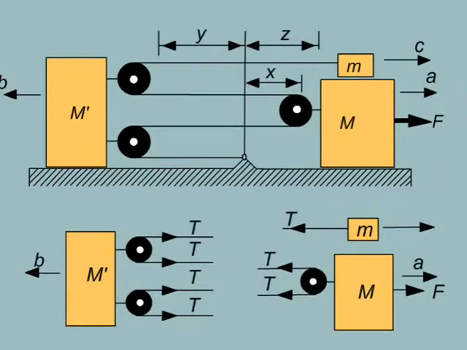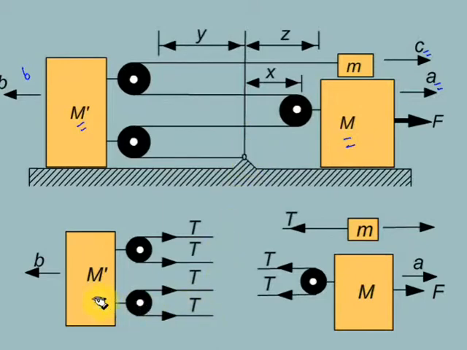Now let's see what the various forces are which are acting on these three blocks. So first we'll assume that the acceleration of the block of mass capital M is a, the acceleration of the block of mass small m is c, and the acceleration of the block of mass m dash is b. So as you can see from here, the tension in the thread is T, and since it is a single thread, the tension will remain the same throughout.